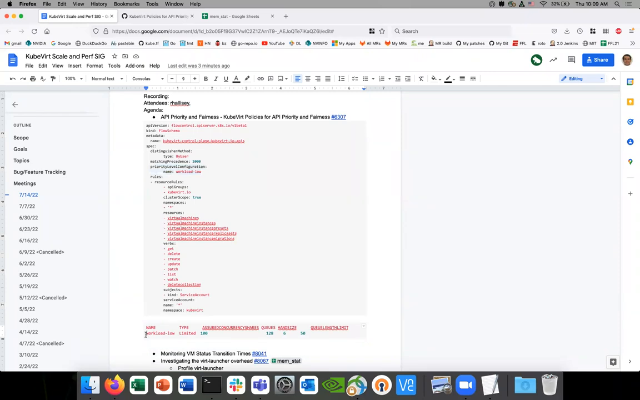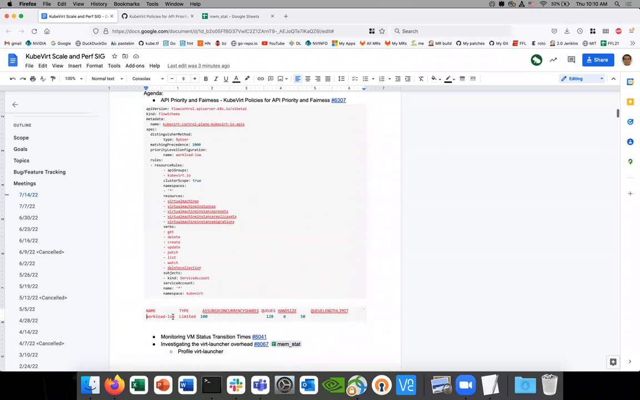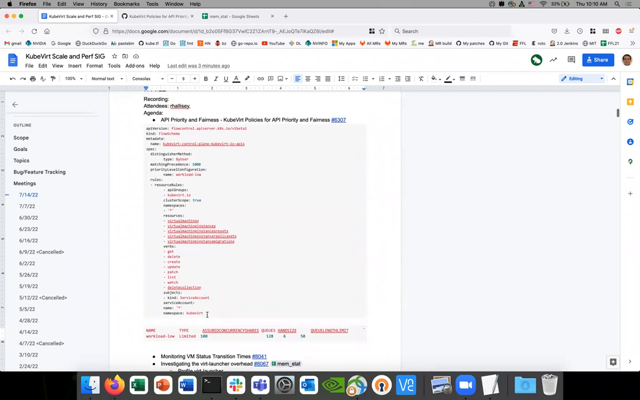This is where a lot of others go: anyone who has a service account, or any application whenever they want to be in a queue, they usually go into workload-low. That's what I saw. So this made sense to include KubeVirt in here. I think this is just an easy way to start. We could also create our own, but I thought this was a very simple way just to get started. We could always change it.